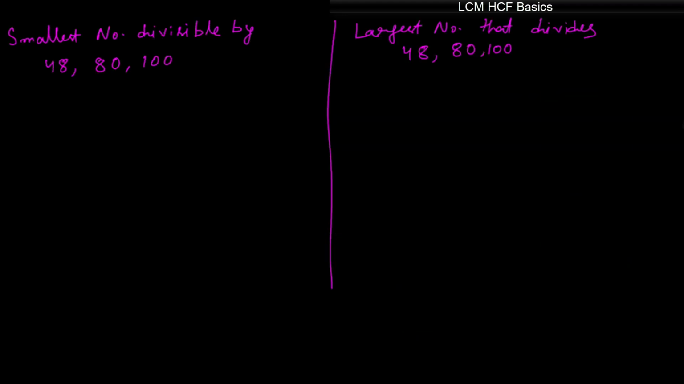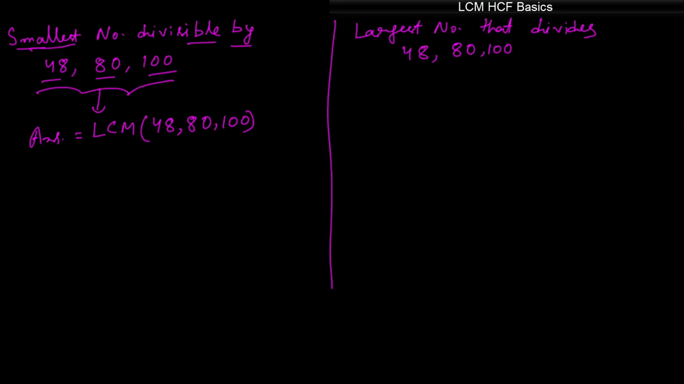Okay. Now let's take an example. Here it says find the smallest number that is divisible by 48, 80 and 100. So what do we need here? We need multiple of all of them, and we also need smallest multiple of them. So our answer of the question will be the lowest common multiple of 48, 80 and 100. Right? There are multiple ways of doing it. You can use this cross method, or you can use the factorization method.